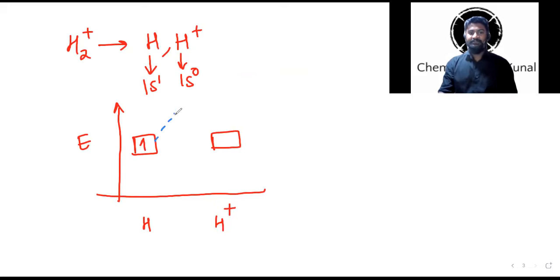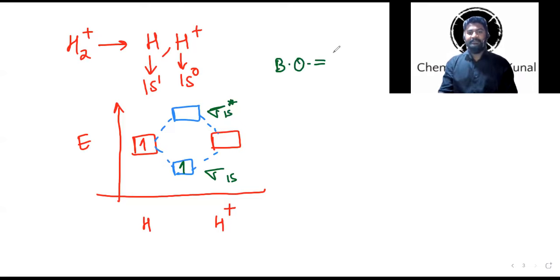As you do it, this energy is high and this energy is low. So 1, 0. Because there's just one electron, even after mixing we cannot have more than that. So that is sigma 1s, and this is sigma 1s star, but sadly there's no electron in it. Now find the bond order. Bond order will be bonding minus anti-bonding by 2, which is 0.5. So we got the bond order as 0.5.